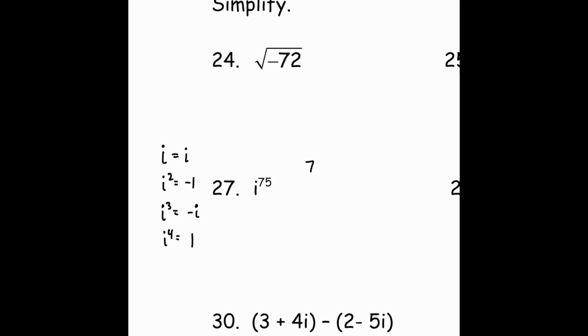So what we do is we take 75 divided by 4, and we're looking at the remainder. 4 goes into 7 once. 7 minus 4 is 3. Bring down the 5. 4 goes into 35 8 times. So 32. So 3. So the remainder is 3. So let's think about that. That's going to be i cubed, right? Since it's remainder 3, 1, 2, 3, so negative i. Negative i.